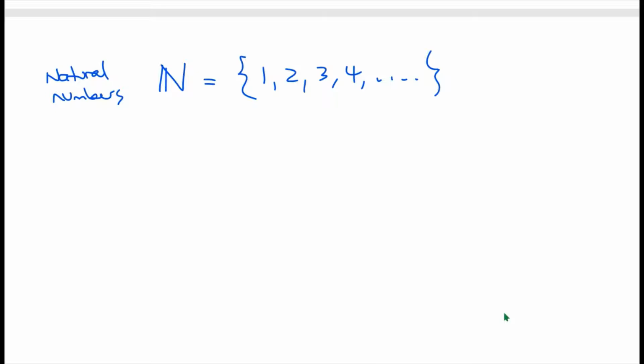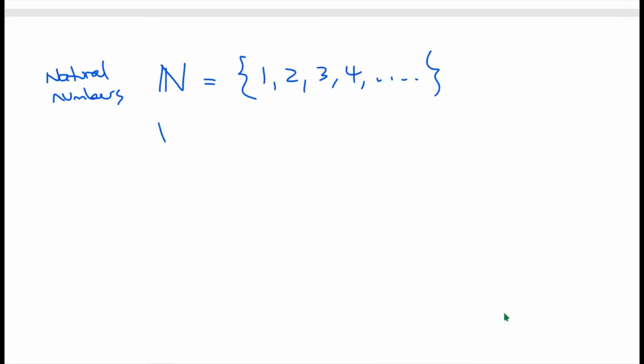The first one is the set of natural numbers, and we call it a capital N with a double bar. So this is called natural numbers. And these are the set of numbers that you learned to count with when you were a baby and they first taught you how to count. Starts with 1, 2, 3, 4, and so on. These are called the counting numbers.